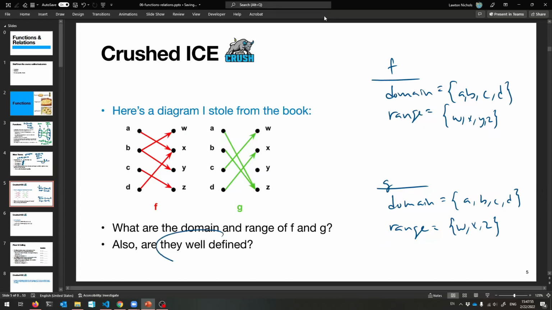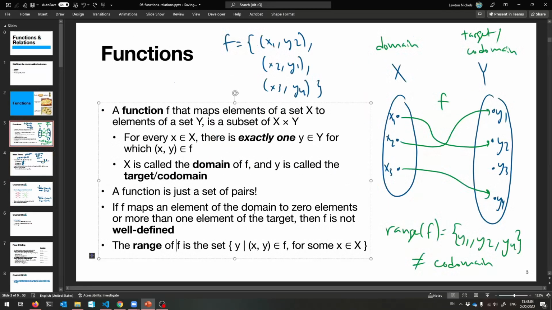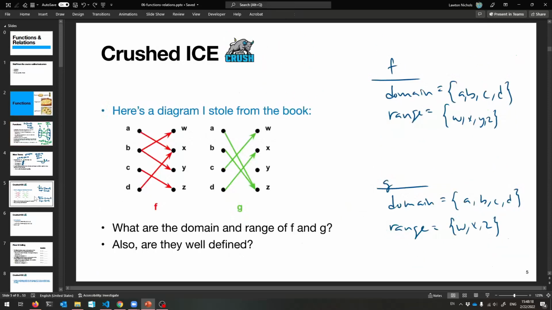And then let's talk about well-definedness. So what does it mean to be well-defined? Well, every element of the domain better be mapped to exactly one element, right? You can't miss out, can't be mapped to 0 things, and it can't be mapped to more than one thing. If either of those are true, it is not well-defined. And so, look at B. B is being mapped to both W and Y. We can't have that. That is not a function anymore, so it's not well-defined. F. I hope that makes sense. Please yell at me if it does not.